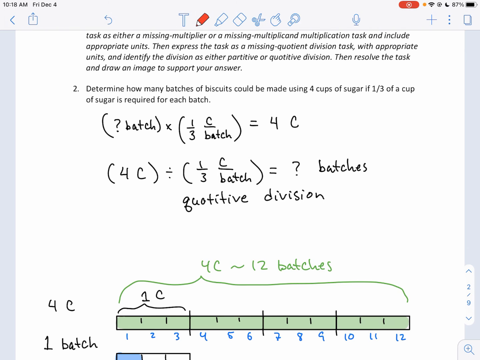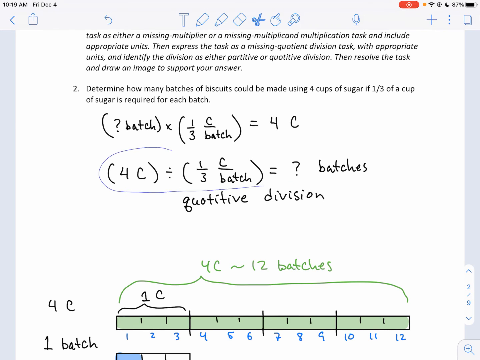If you take the context out of it, you're trying to say, what do I multiply a third by? How many copies of a third does it take to make 4? That's as simple a question as we're asking when you strip all the units away. How many copies of 1/3 make 4? This is a quotative division question.